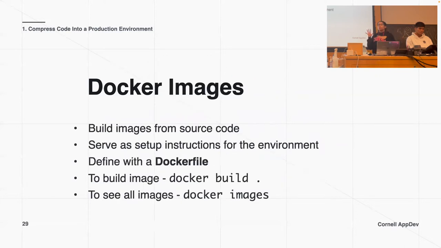So a Docker image is basically a blueprint for your app. You build an image from your source code. You define what you want your app to look like in a file called a Dockerfile, and that creates your Docker image. That's essentially the basic blueprint for what you want your app to look like. Think of the Docker image as a set of instructions to then run your app on someone's local device.